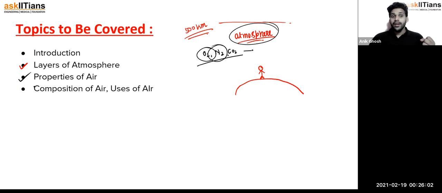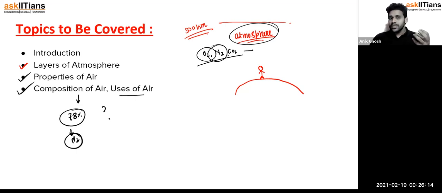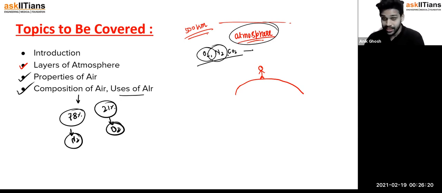Apart from that, the composition of air and uses of air. Crudely, we know that about 78% of the air is made up of nitrogen, isn't it? And about 21% is oxygen. So these two are the major constituents of the air, right? But there are some other gases as well inside the air, so we need to learn about them too. What is the composition? What are the percentages of those gases?